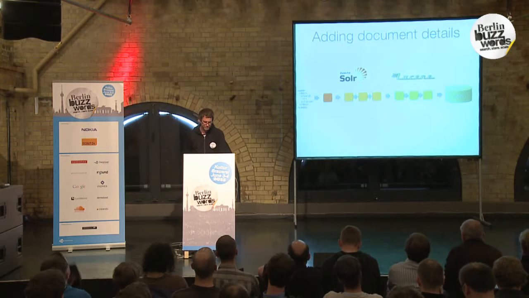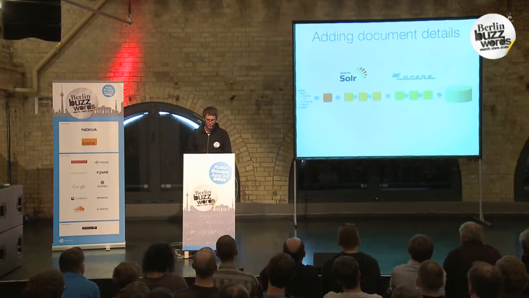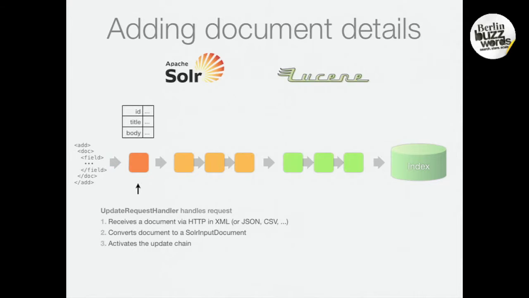So this is a very, very simple Solr architecture from a document processing point of view. Here we have a document in XML format, and we post that to an update request handler that receives the document in XML, converts it to a Solr input document, and activates an update chain.